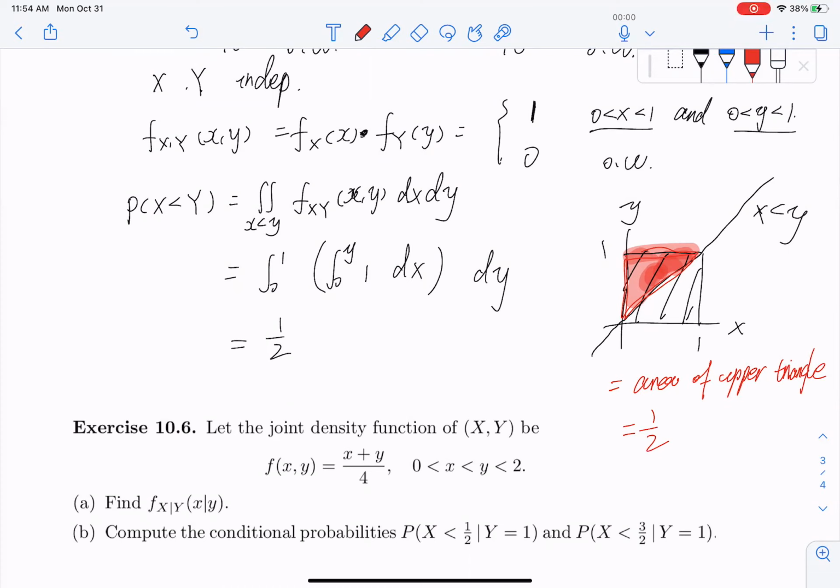So probably you should make sure you understand this idea by the integration. Okay.